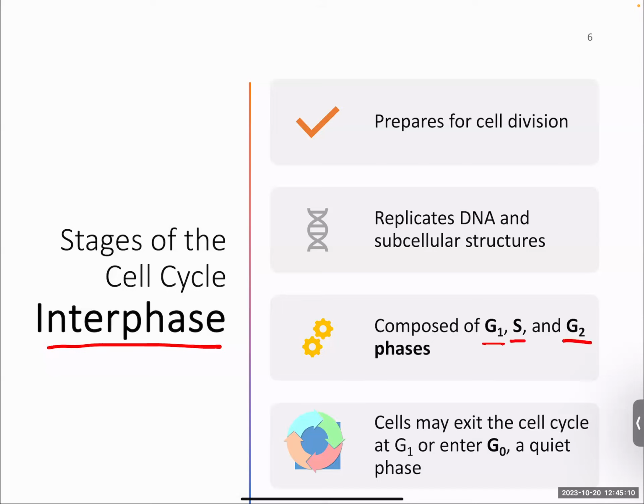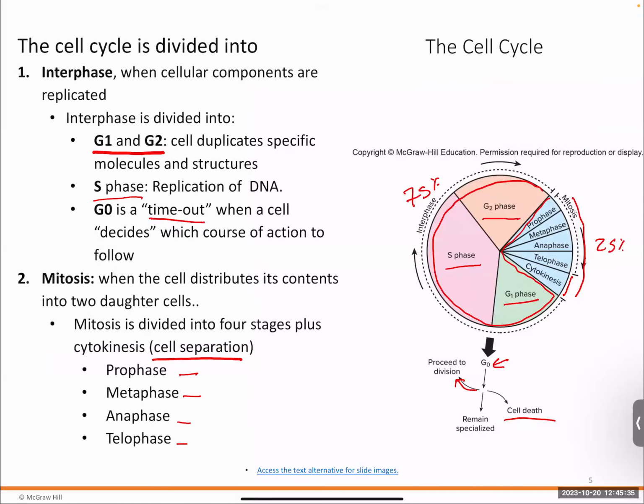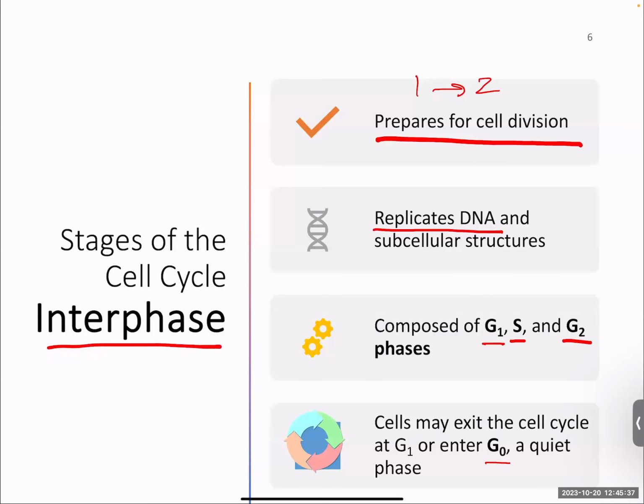This phase is very important because this is where your DNA is being replicated. And again, the whole idea is that I want to go from 1 cell to 2 cells, so in this phase I need to double everything that I have inside my cell, including the structures. And as I mentioned earlier, we do have G2, which you can think of as a timeout phase where your cell is trying to figure out what to do.